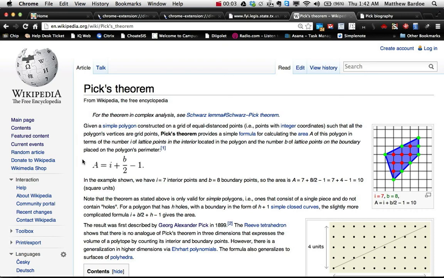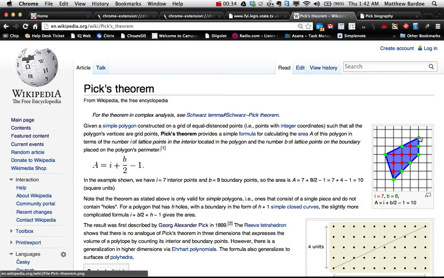Hi class, it's Dr. Bardo, and I want to talk to you today about one last formula we can use to calculate area, and that's called Pick's theorem. You see it here on this Wikipedia page, and the formula is used when you have a shape which has its corners on a grid.